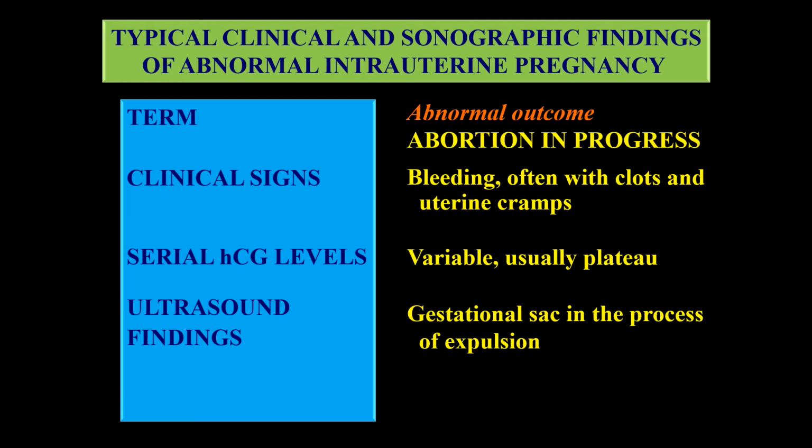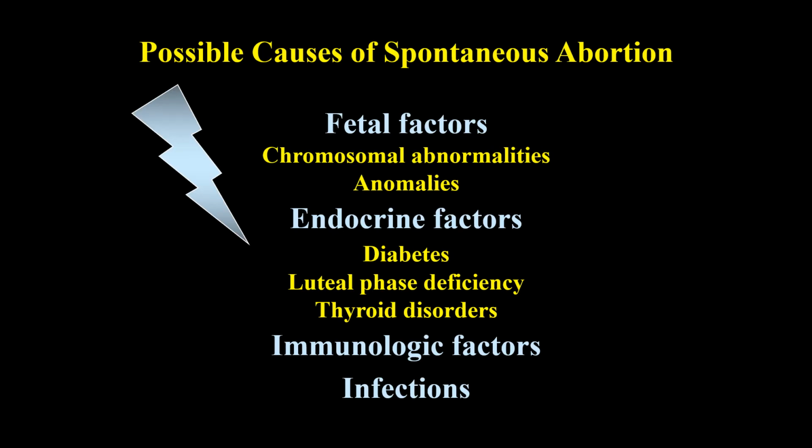Another outcome which is abnormal is called abortion in progress. There will be bleeding, often with clots and uterine cramps. There will be a variable, usually plateau, of the beta hCG, and on ultrasound a gestational sac in the process of expulsion is seen. So spontaneous abortion is very important.